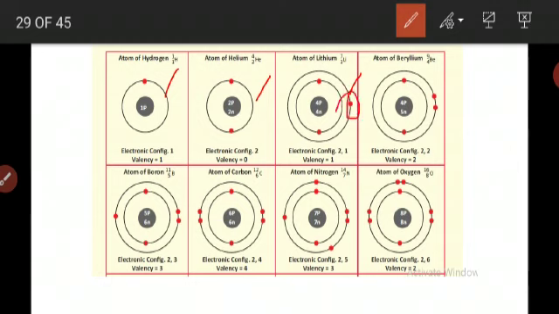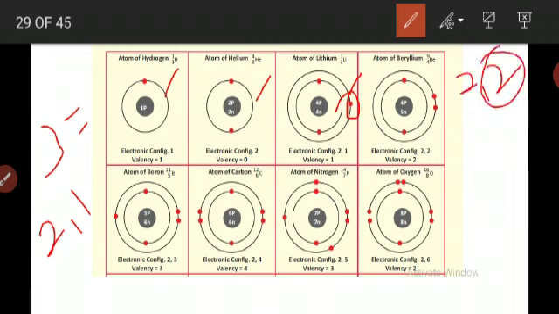Outermost electron is 1. How? 3 means we can write the electronic configuration as 2, 1, right? So the outermost electron is 1. Beryllium is 4. How can we write it? 2, 2. So the outermost electron is 2. And boron 3. Carbon 4.